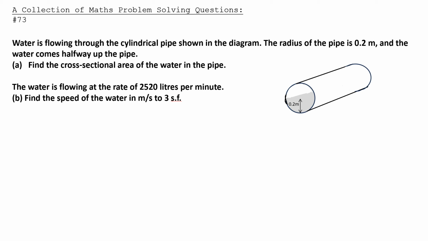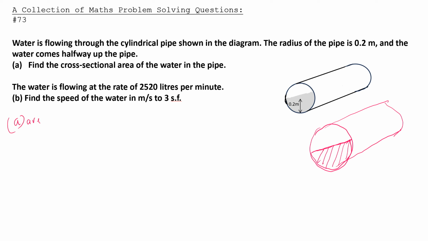So for the first part of the question, I think all we have to do is find the area of the circle. So the face of the pipe, or the opening of the pipe, and the water is only halfway, so we have to find this area. That is all that is required. We don't have to do anything else. So if that's the case, then it's fairly simple.